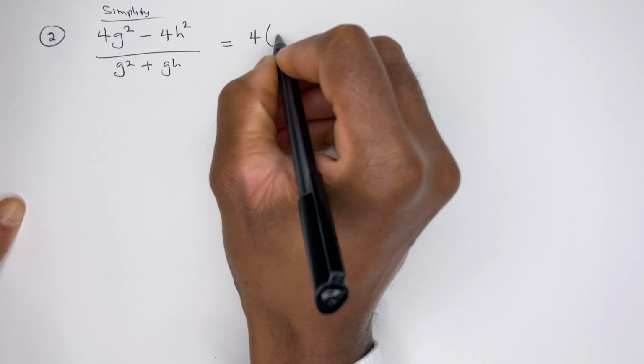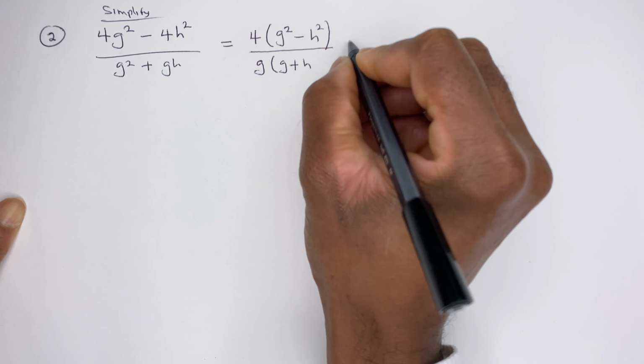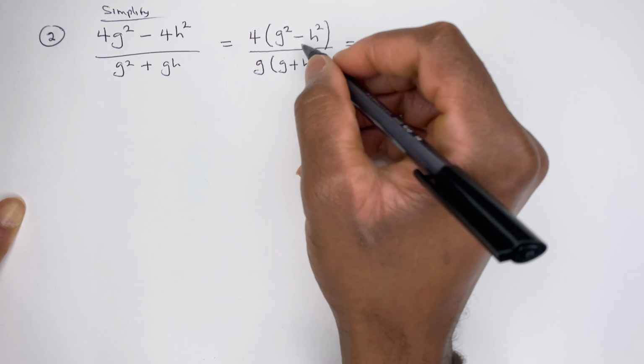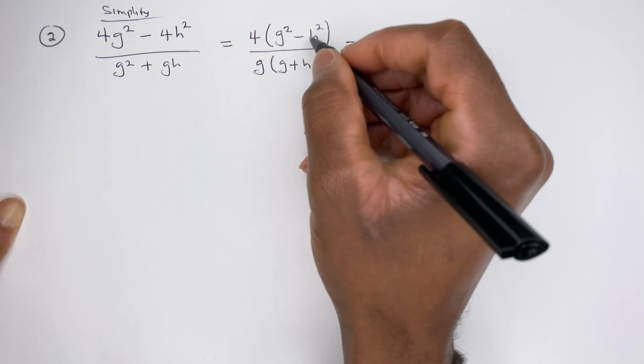Now, at the top, there's something exciting here. Again, if you recognize the difference of two squares, which you might remember as a squared minus b squared equals a plus b, a minus b.